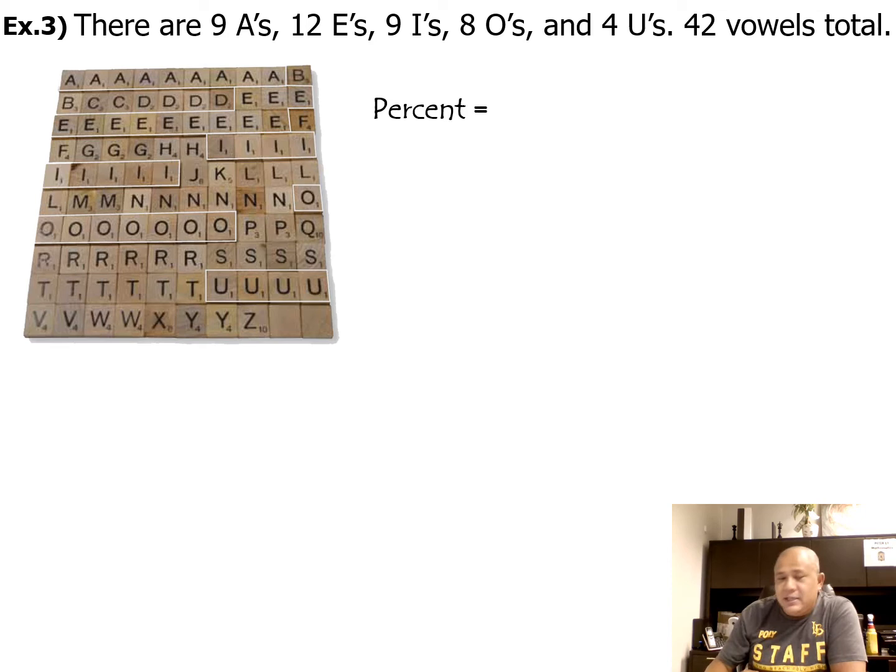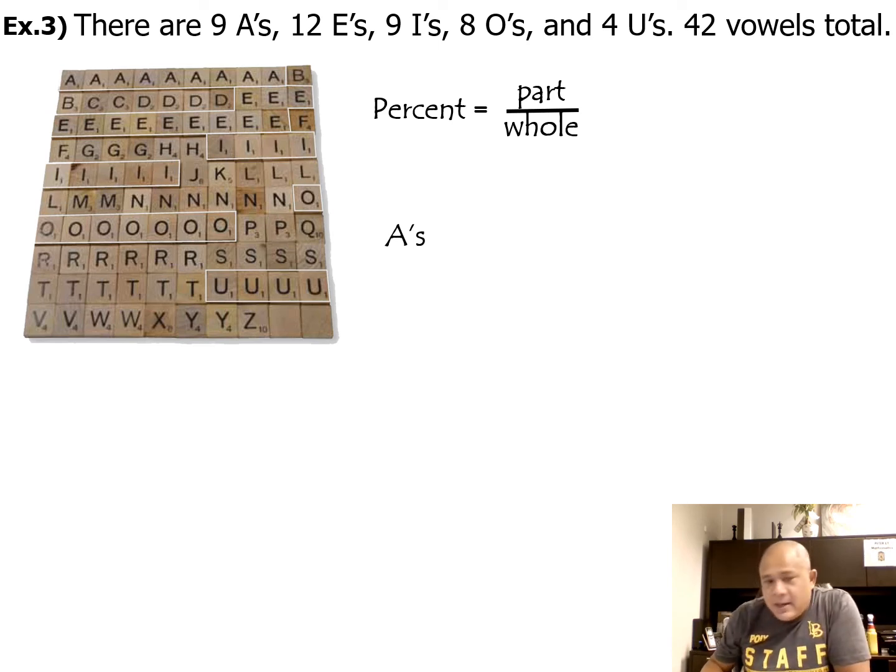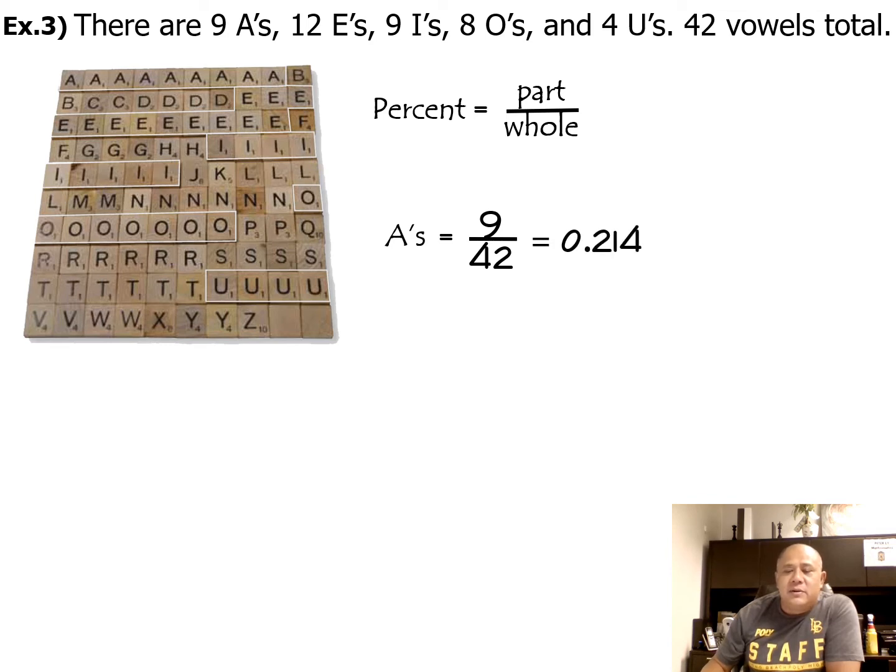Give you an example. Percent is, again, part divided by the whole. Remember that? Okay, so let's take a look at the number of A's, the percent of A's. So the percent of A's is going to be 9 out of 42, which is the total. Remember, part is 9, the whole is 42. Divide that, and it comes out to 0.214. Well, 0.214 is about 21%. You just move over the decimal place 2 spaces.